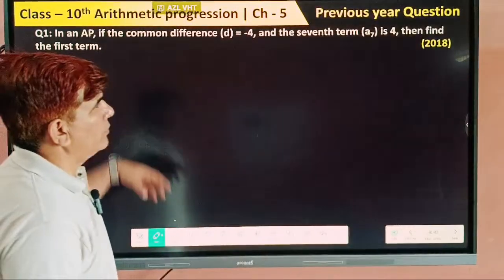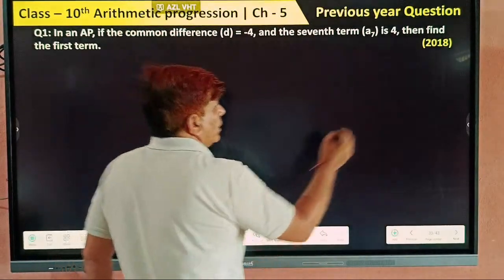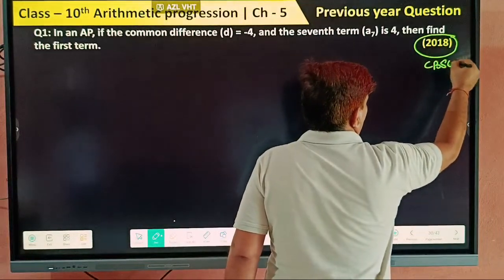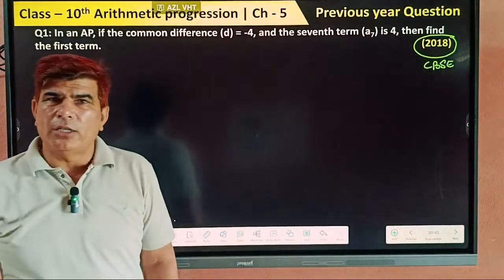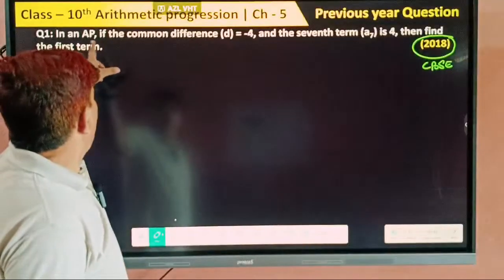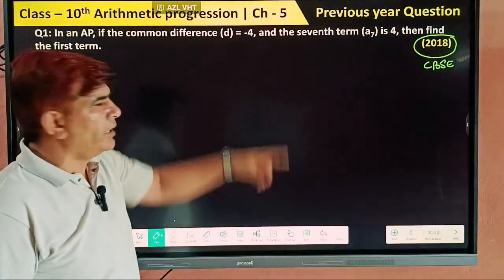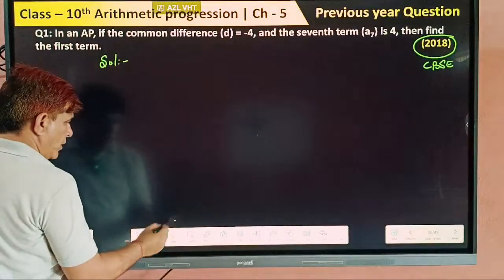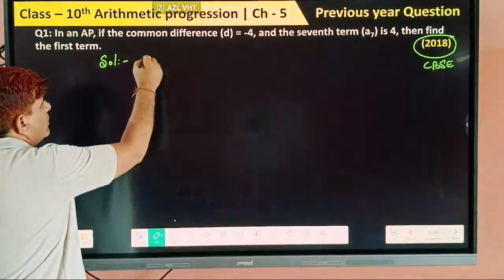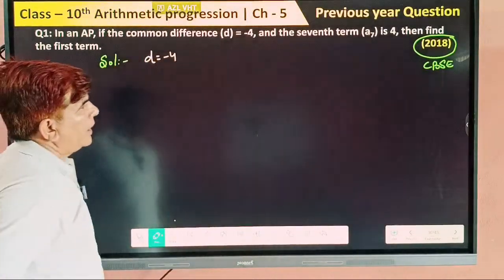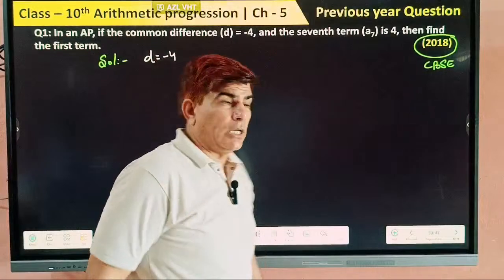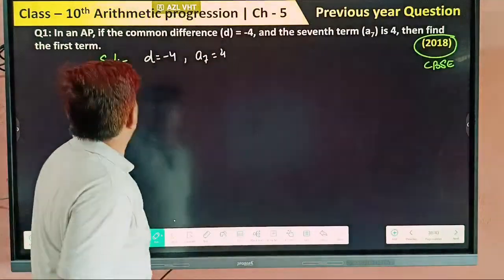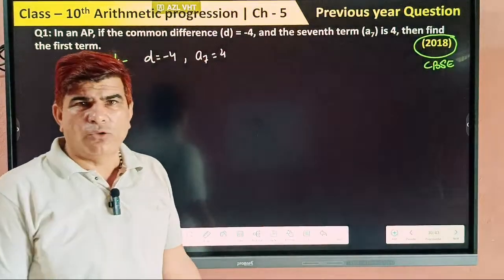So question number 1, which came in 2018 in CBSE. In an AP, if the common difference D is minus 4, and the 7th term is 4, meaning A7 is equal to 4, then find the first term. You have to find out the first term.